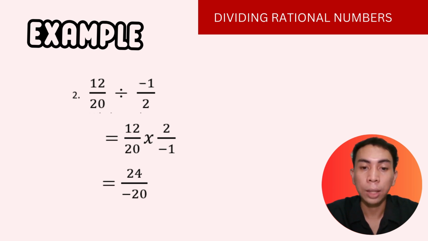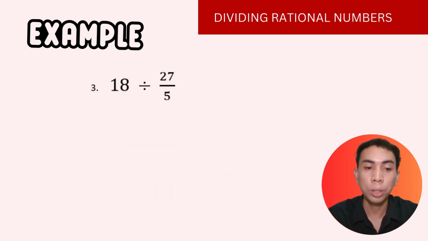We can see that 24 over negative 20 has a GCF of 4. So 4 will be divided into both the numerator and the denominator. 24 divided by 4 is equal to 6. Negative 20 divided by 4 is equal to negative 5. So we'll have a result of negative 6 over 5 as the final answer.